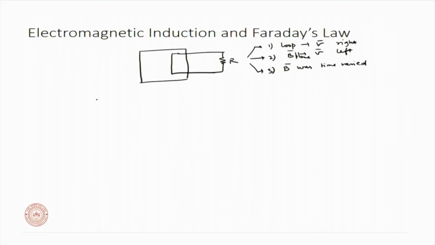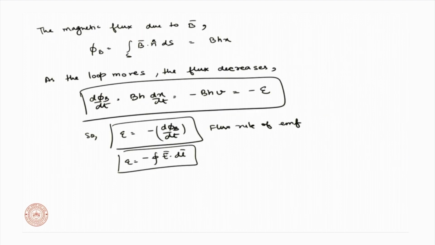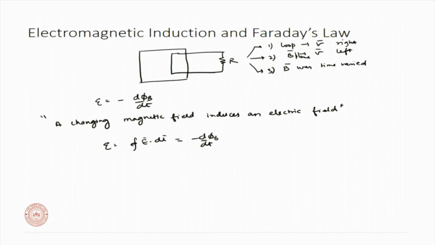So, with that let us write down our formula. E is equal to minus d phi B by dt. So, a changing magnetic field induces an electric field. This was his law, and this is the basis of the Faraday's law of induction. Okay. So, epsilon is equal to integration over E dl equals to minus d phi B by dt. I wrote a sign wrong, this should be plus. So, d phi B by dt.